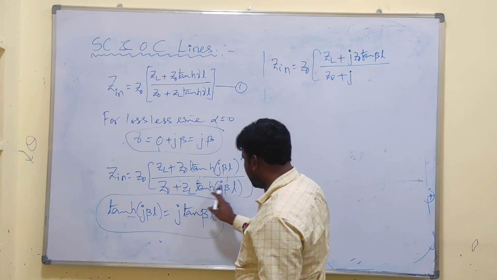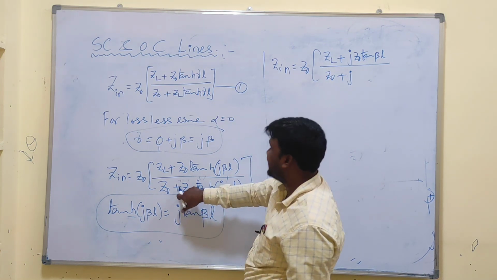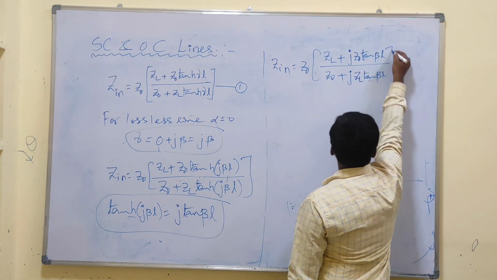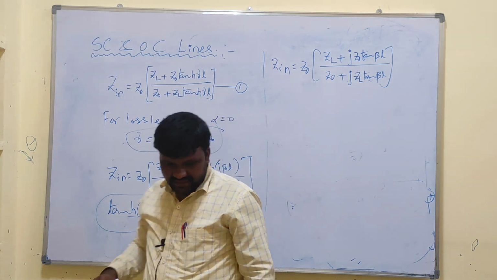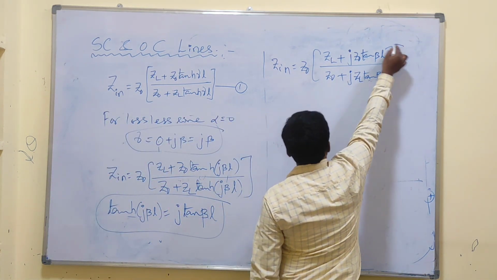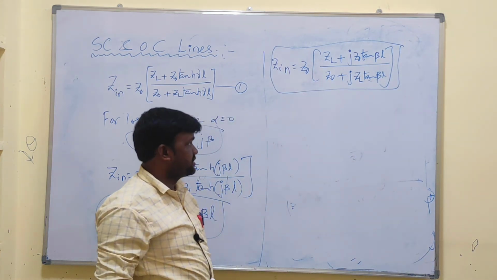What is this? ZL tanh j beta L. Tanh j beta L is equal to j into tan beta L, into this ZL. That means it can be written as j ZL tan beta L. This is the expression for what? Input impedance of the lossless transmission line.